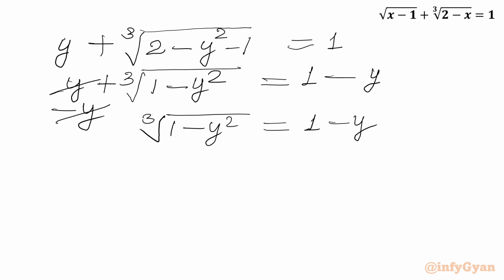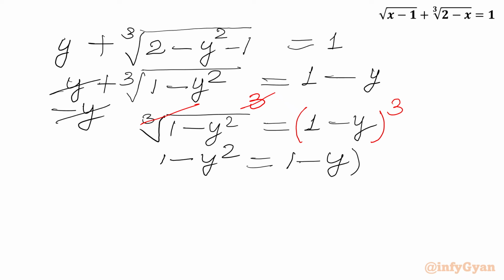Now we have cube root on LHS, so we will consider cubing both sides. We will write power 3 here also. Now we can cancel the cube root with the cube. So our equation will become 1 minus y square equal to (1 minus y) whole cube.